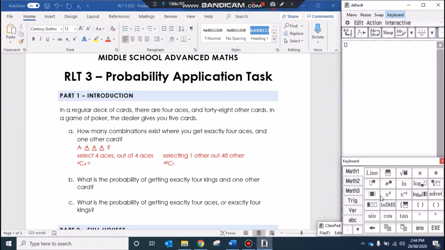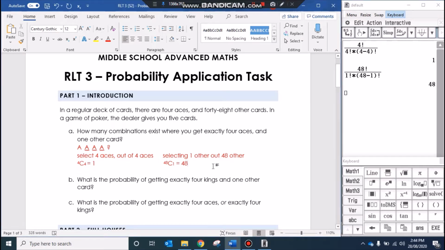So let's see, what is 4C4? Put that in our calculator. If we remember the formula, it should be 4 factorial over 4 factorial times (4 minus 4) factorial. That gives us 1. And 48C1 will give us 48 factorial all over 1 factorial times (48 minus 1) factorial. And that gives us 48.